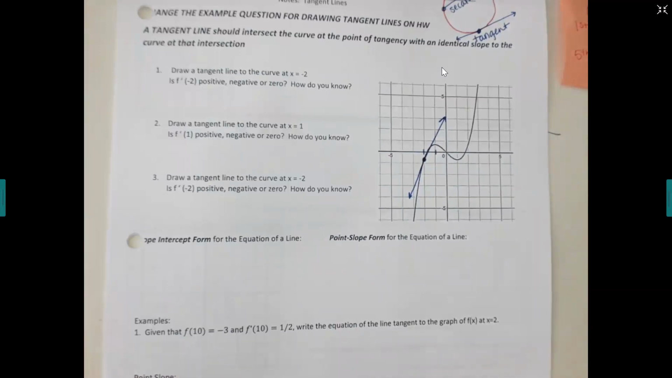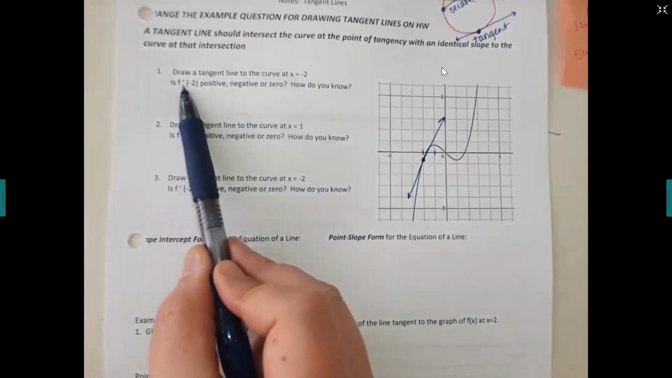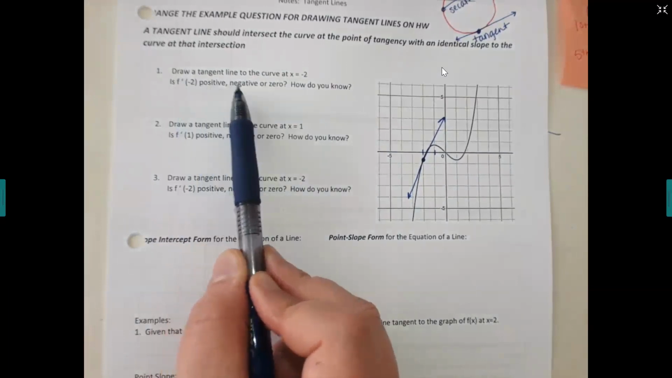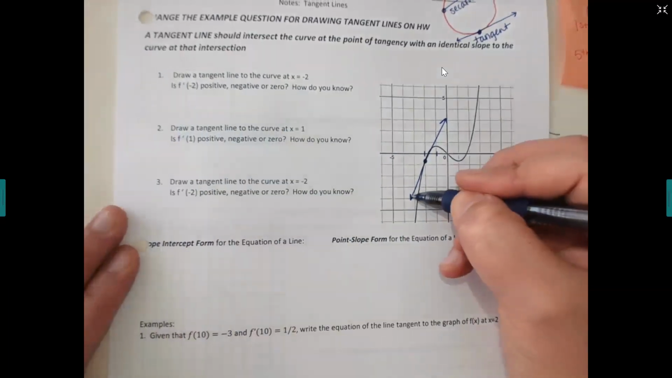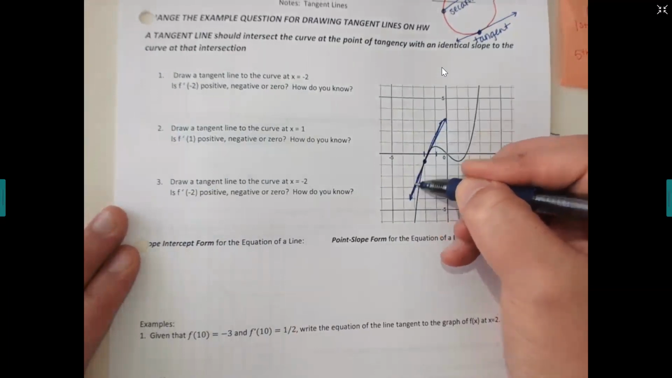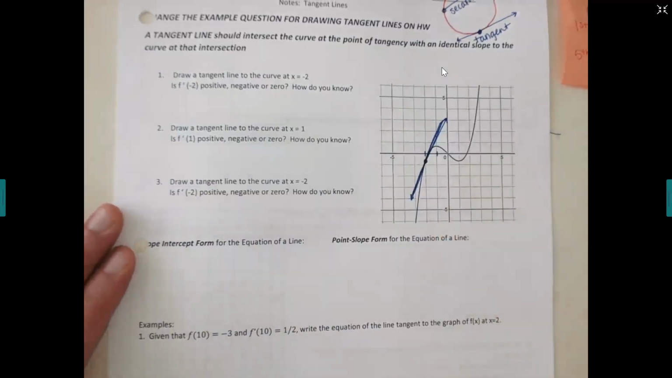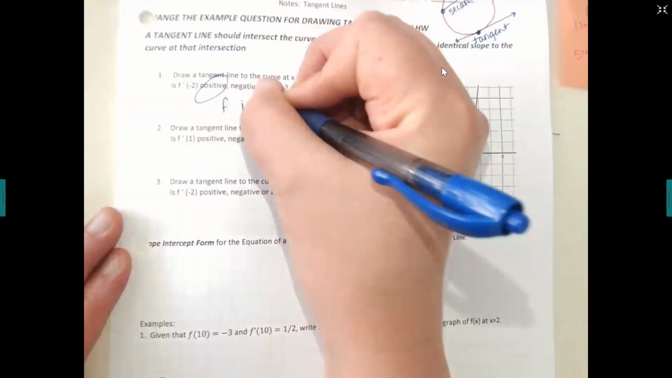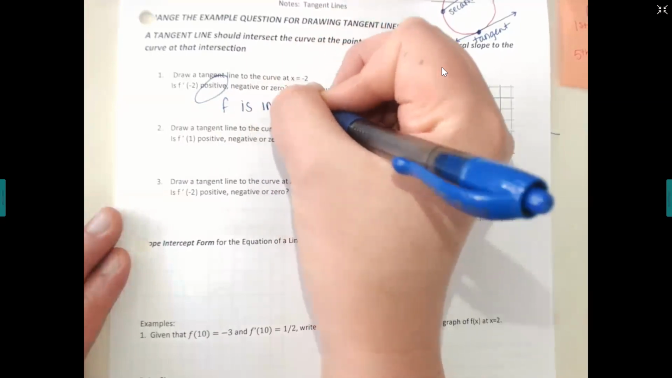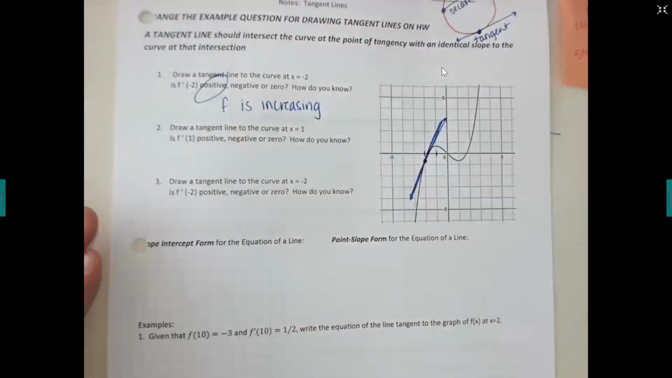Then it says, is f prime, that's the slope of the line that you just drew, positive, negative, or 0? Given that my line looks like this, is that a positive, a negative, or a 0 slope? Positive. Then it says, how do you know? I'm going to put f is increasing. You should already know that word from pre-cal. Increasing basically just means it's uphill.